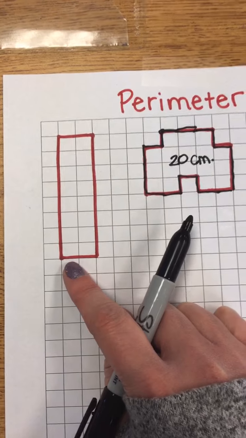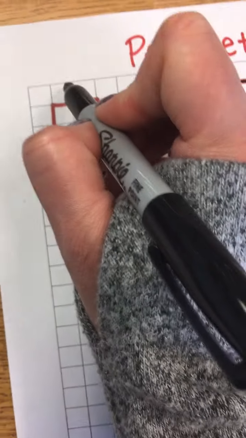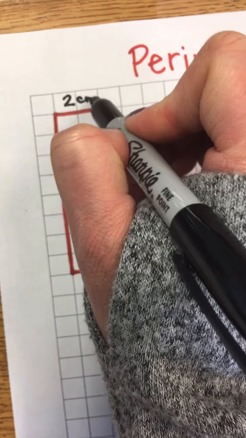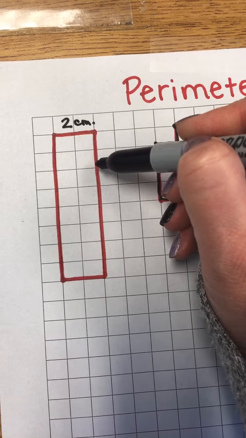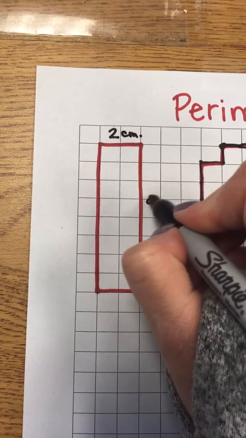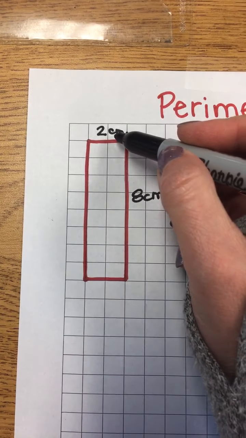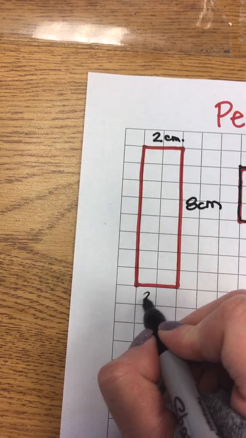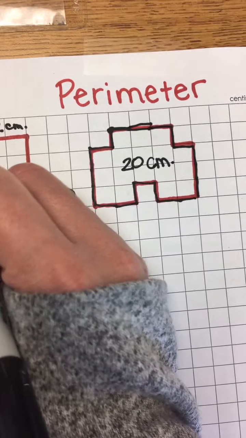Or going back to our rectangle, we can see that there are 2 units on this side, so 2 centimeters. If we count down these sides, we have 1, 2, 3, 4, 5, 6, 7, 8 centimeters. And then since it's a rectangle, we know if this is 2 centimeters, this is also 2 centimeters. And since this is 8 centimeters, we also know that this is 8 centimeters.